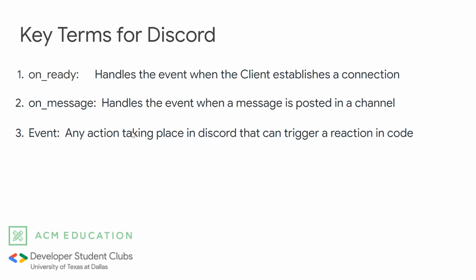I think the third important thing to know then is what's an event. Basically, it's just any action that's taking place in Discord that can trigger a reaction or some code, like with the on_ready or on_message functions.